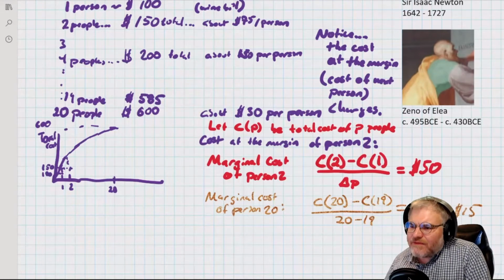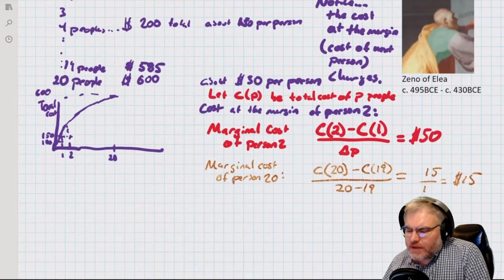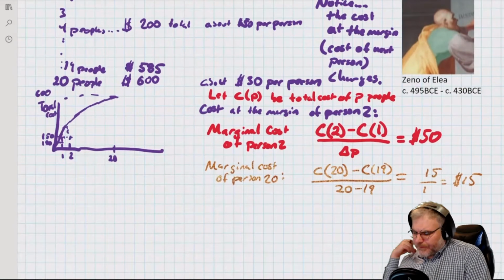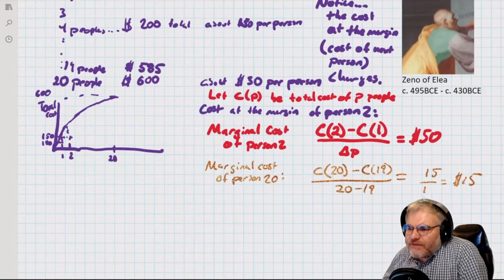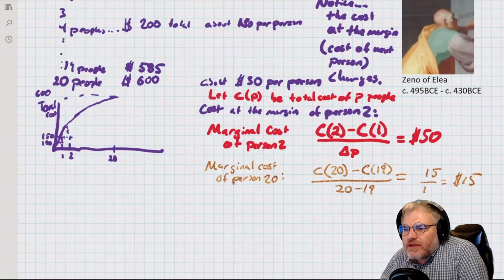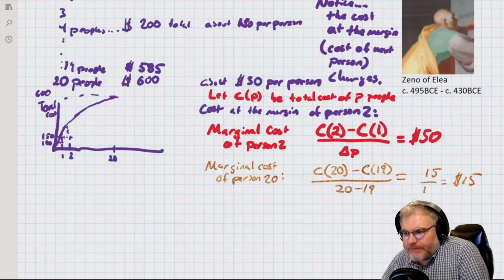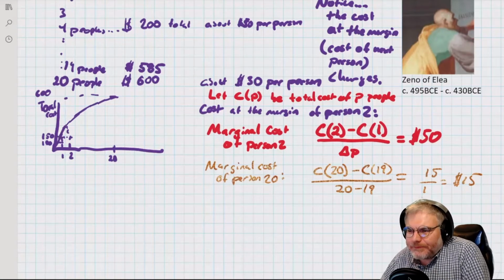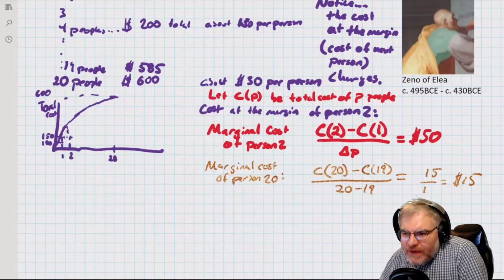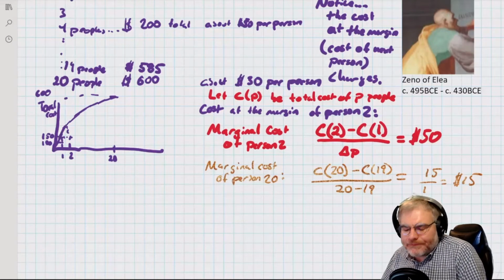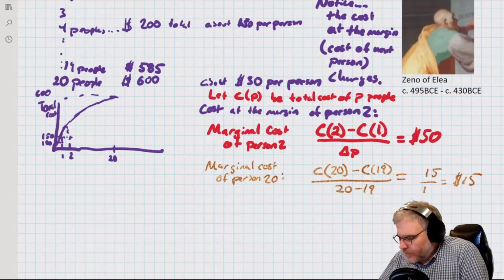So it only cost me $15. I'm sorry, 85. So 15. So it only cost me $15 to add the 20th person, right? That's okay. I can't do basic math either. So how do we feel about that? This idea of marginal cost is getting lower. All right.